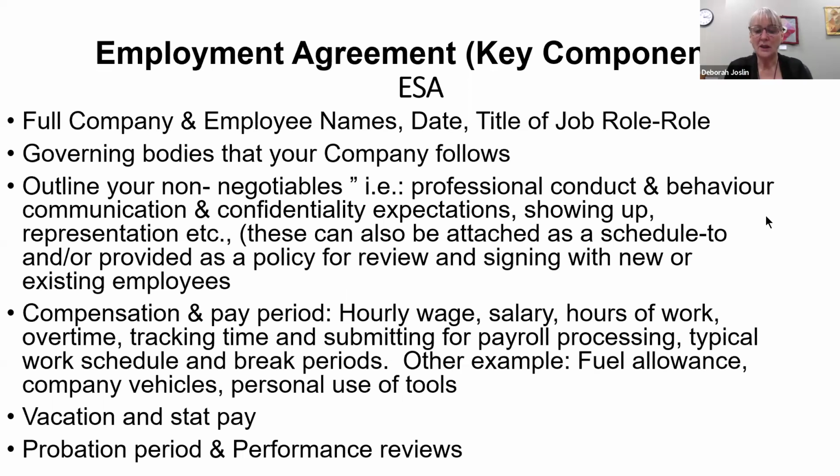Basically, at the top of the document, like any type of legal document or agreement, you're going to have the full company name, the employee's name, and the job title or role. The title of the role, or the basic description of the role if there's no real title to it, then you would put what the role is. Then the governing bodies that your company follows. Unless you're exempt, that would typically be employment standards, CRA, Minister of Labour, WSIB, human rights, and common law. Those would be the particular areas that you would typically note.